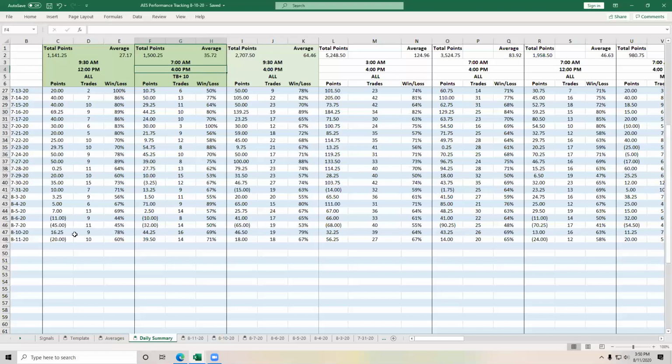So what did we do today? Well, yesterday. Yesterday, we took 16 1/4 points on the 9:30 to noon category, and it's $20 a point for every point per contract. So I'm going to show you here in just a minute what we do with those numbers. Today, we actually lost 20 points in that category. Okay, we have wins, we have losses.